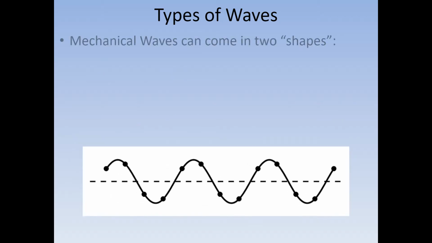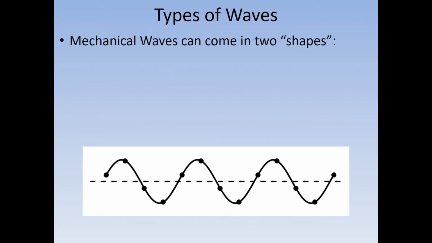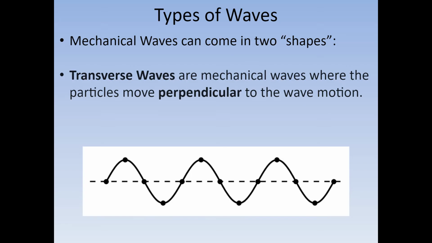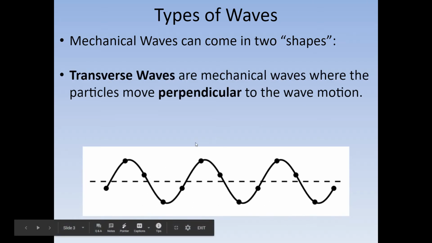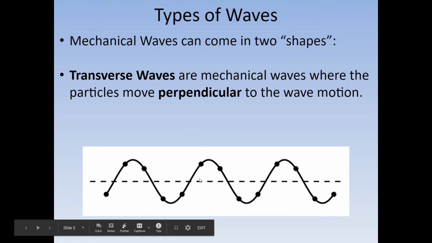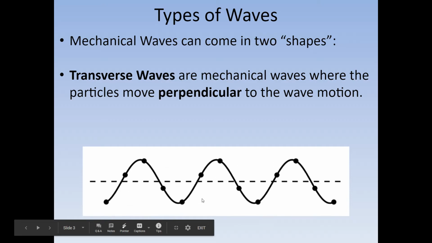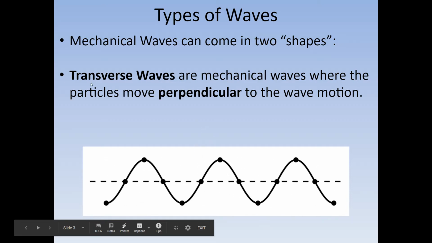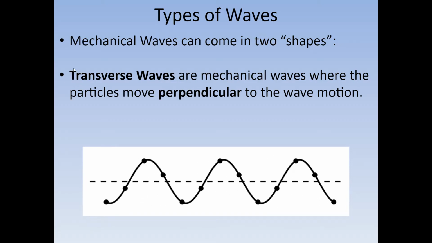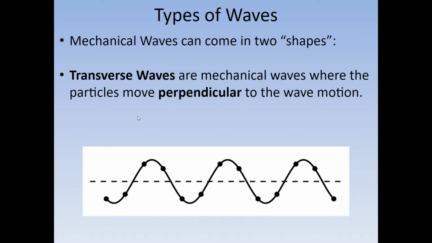All right. The two shapes that mechanical waves come in are transverse waves. This is where particles move perpendicular to the wave motion. If you look at this diagram, the wave is clearly moving to the right and these particles are moving up and down perpendicular to that motion. Transverse, perpendicular, even has a perpendicular symbol on that T.